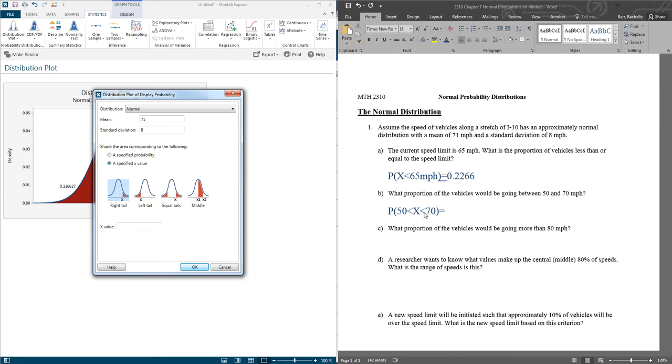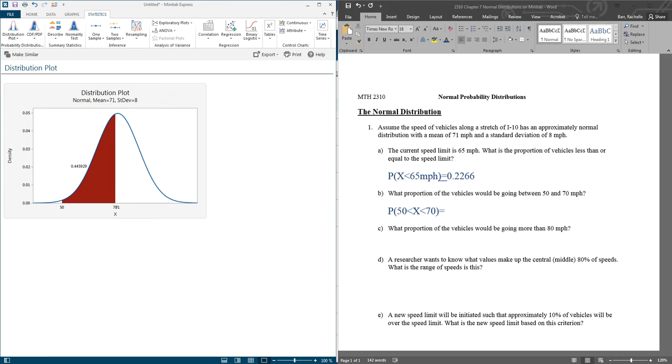And here I have two values, and I want values in between, aka things in the middle of those two. So I want to choose middle, and I want to put 50 and then 70. The big tip I would give you for using middles is that you really need to make sure that you put the smaller value first in x1. Otherwise, it yells at you and won't let you do it. Go ahead and hit OK, and that is our answer.